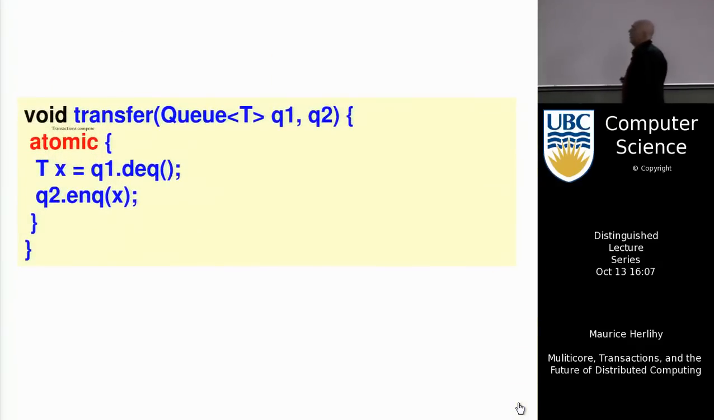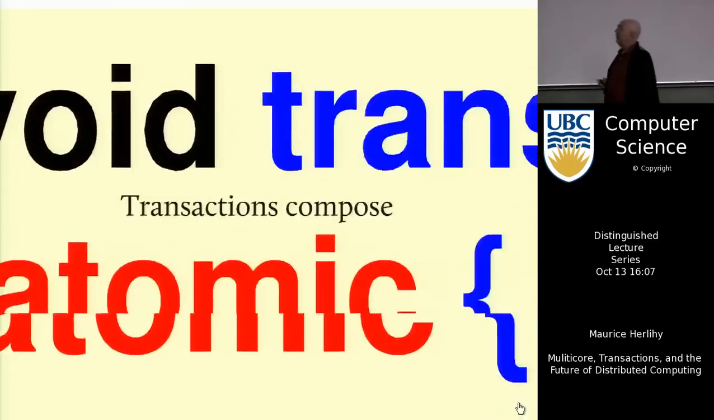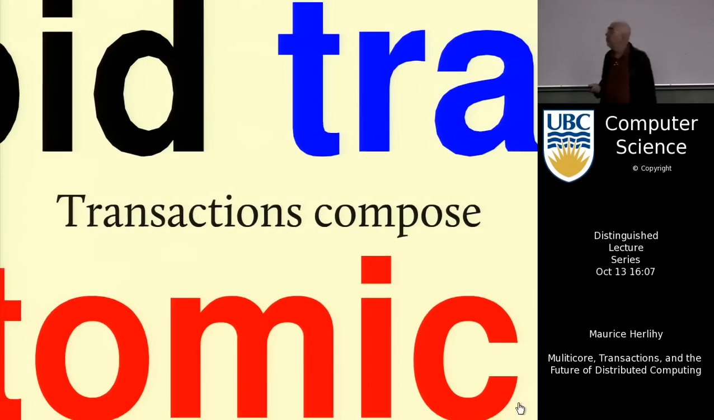The problem of atomically moving an item from one queue to another is also trivial in this model, because you can nest transactions. So here I just say atomic, and then I dequeue from one, enqueue to the other. And the atomic keyword guarantees that nobody sees an intermediate state. So transactions, unlike locks, compose, because in some sense the mechanism is transparent to the runtime system, which was typically not true of locks.